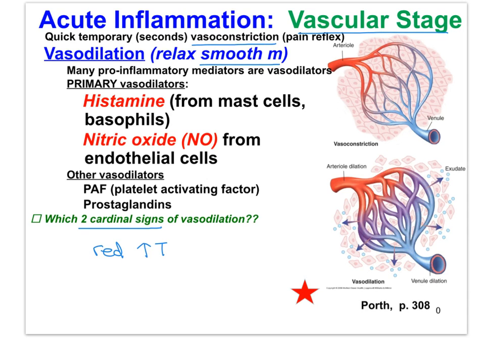So how do we get that vasodilation to happen? There are many pro-inflammatory mediators that are vasodilators. The big ones that we want you to know are histamine, that comes from the mast cells if you're out in tissues, or basophils if you're in the vessel itself, and nitric oxide. Nitric oxide is released from a variety of cells, including the endothelial cells. Remember that the endothelial cells are the cells that line the blood vessel. There are lots of other vasodilators. We'll talk a little bit about platelet activating factor, obviously tied to platelet action, and prostaglandins. When you see PG in this lecture, that means we're talking about a prostaglandin.